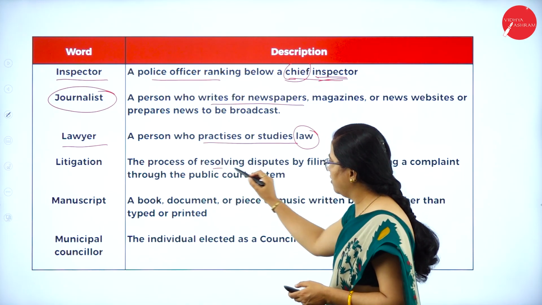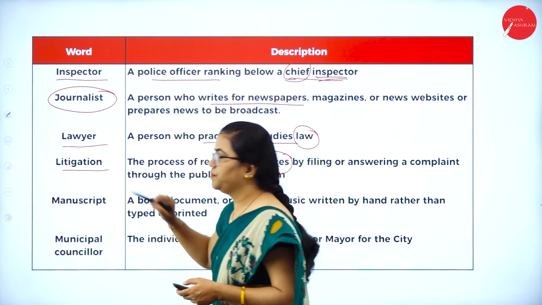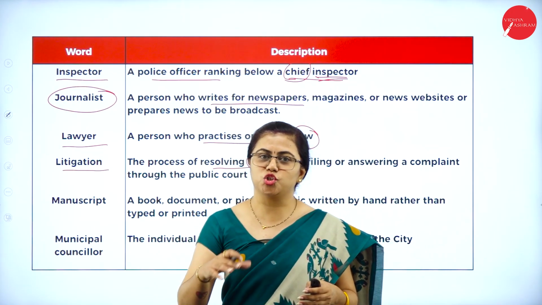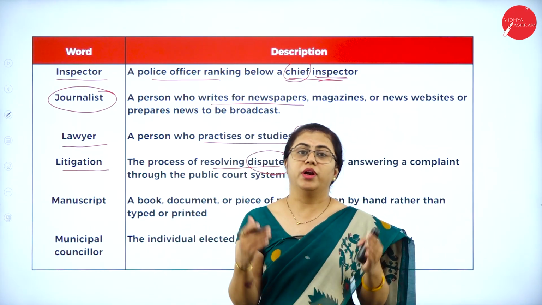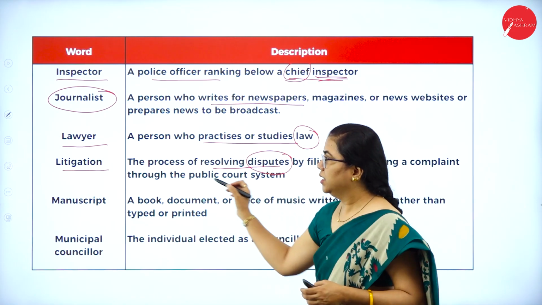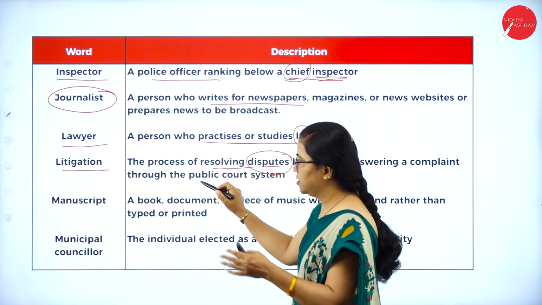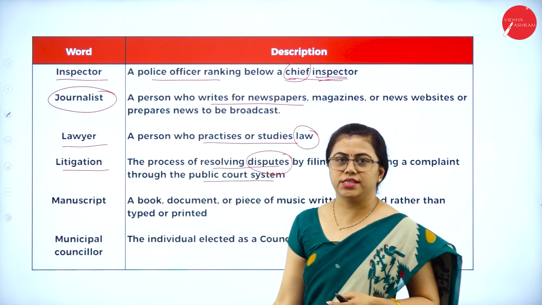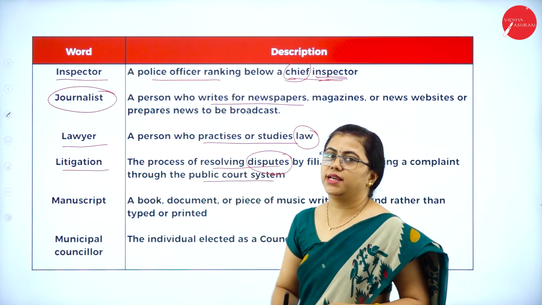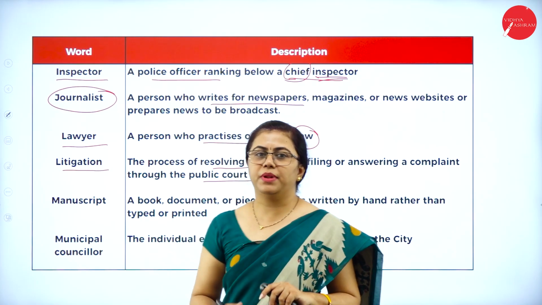Then the process of resolving disputes. Whenever this word dispute comes, you can guess the word, it is litigation. The process of solving the dispute. Many of them have misunderstood that litigation itself is a dispute. No, the process of solving the dispute is called litigation. Litigation happens only through court. Any disputes that are solved through the court is called a litigation. So, there was a litigation at court. Enough. That's a very simple sentence.